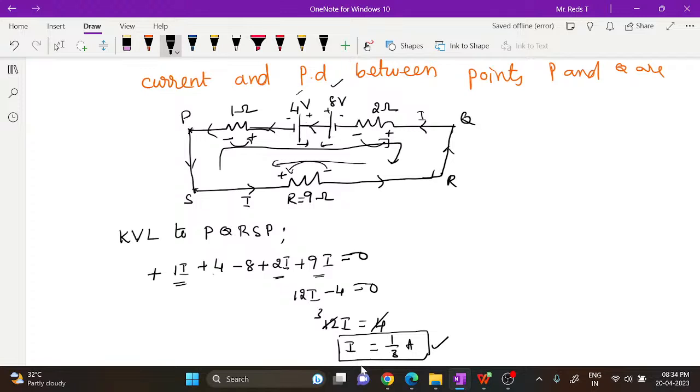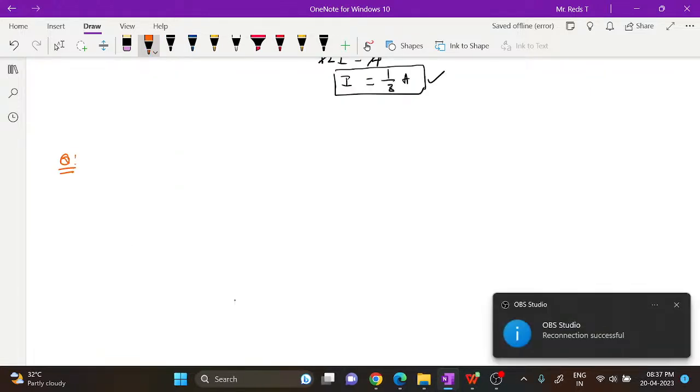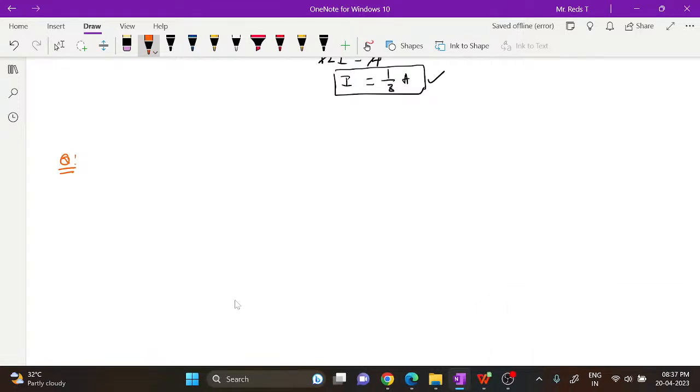What is the second part? How to find the potential difference between these points P and Q. Between P and S and Q and R, there are no elements. You can say the external resistor R, which is equal to 9 ohm, is connected in parallel to this. Whatever potential difference is dropping across P and Q, the same amount will drop across R and S also. So the potential difference, or the question is the potential difference VA minus VB.